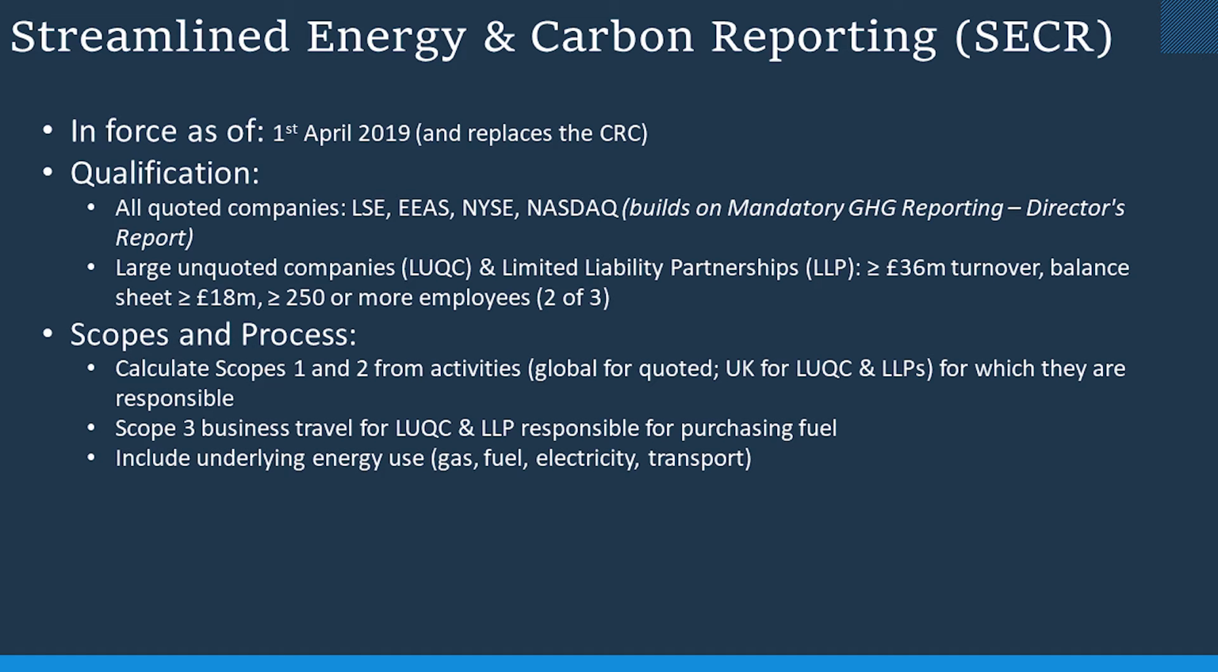In terms of what you have to report, the scopes and the processes, you have to calculate your scopes 1 and 2 from your activities. If you're a quoted company, that's globally, not just UK. But if you're a large unquoted company or an LLP, it's just the UK. And it's those for which you are responsible. So this is the scope 1 and 2, where you have the control over how you use and consume those services, those materials, those fuels to deliver your product, your business. Scope 3 is also included for large unquoted and LLP businesses, for your business travel, where you are responsible for purchasing the fuel. So that's an important slight difference there.